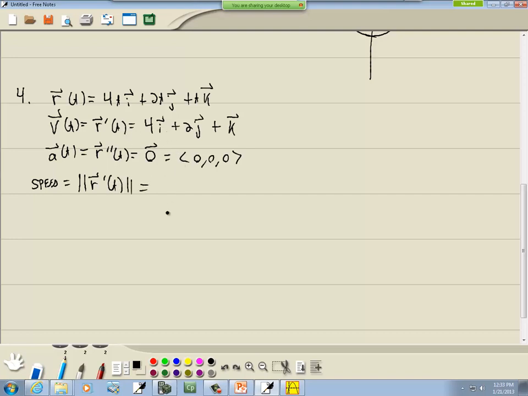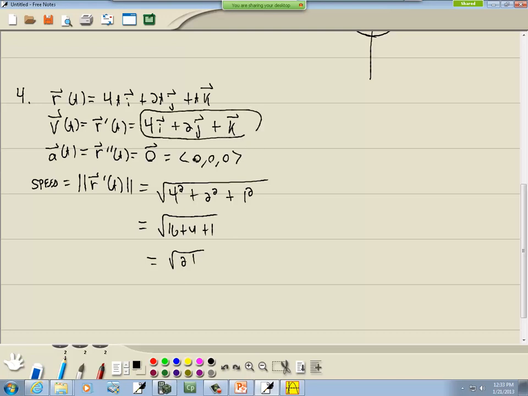Well, r prime is right here, so we got square root of, and you take each one of the component functions off and you square it. So we got 4 squared plus 2 squared plus 1 squared, which gives us 16 plus 4 plus 1, which gives us square root of 21. So here's our velocity vector. Here's our acceleration vector value function, I should say. And then here's our speed. Let me save this and look at the next problem.